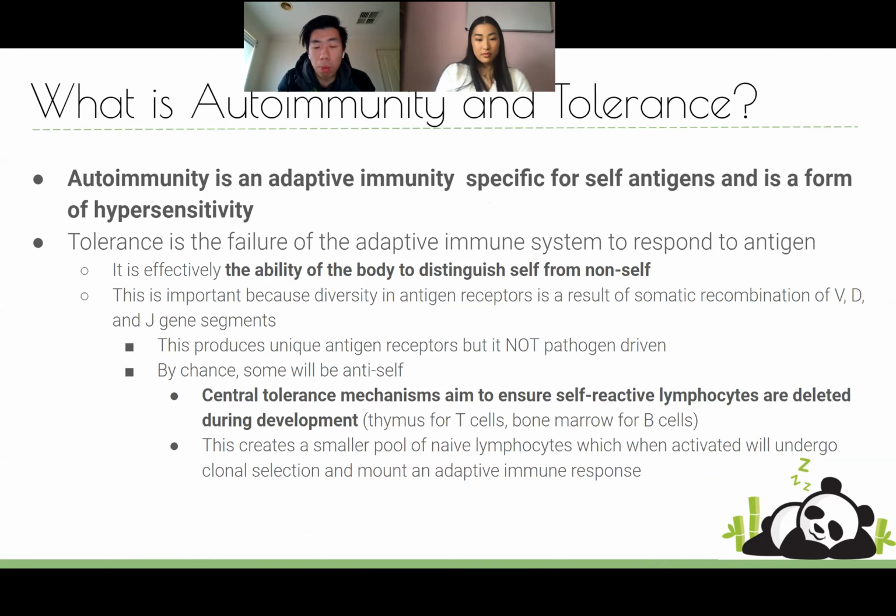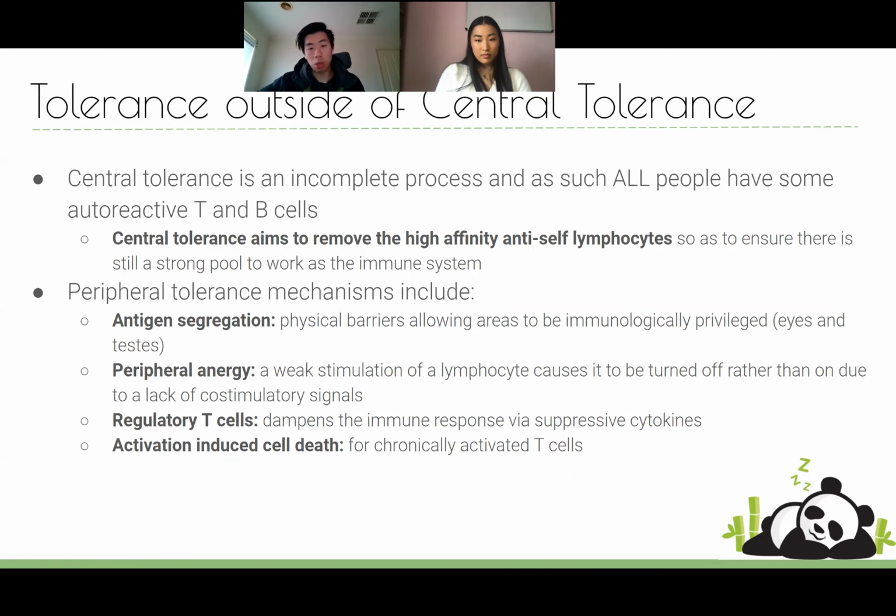And it's important because you can have a lot of diversity with the immune antibody receptors that you already have. As a result, these antibodies will just be made normally. Now, central tolerance means that the self-reactive lymphocytes that are produced are deleted during development, which will cause a smaller pool of naive T cells, which then go under more selection to get matured and refined further. So central tolerance aims to remove the high affinity anti-self lymphocytes. And it's important they don't get rid of too many because otherwise it will impair your immune response.